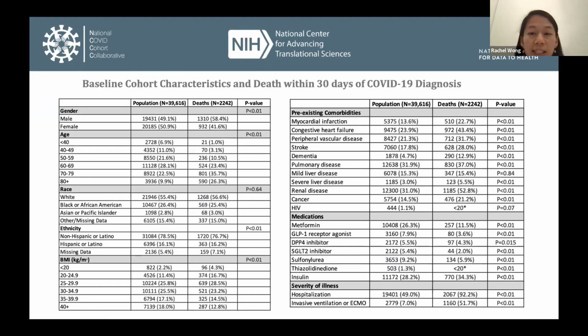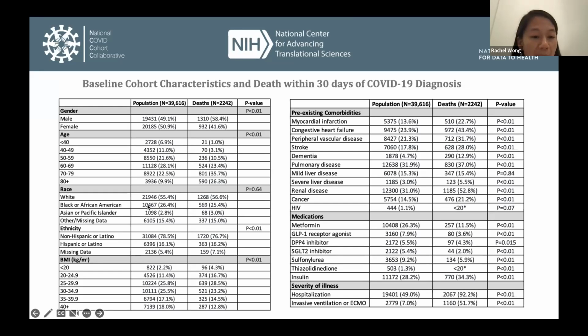This is table 1 for the study. On the left is the population that we studied and the deaths within the population. So if you see p-values of less than 0.05, that's because the population that died was significantly sicker and older. So you could see over here, 26% patients greater than 80. But in general, there were comparable males and females, about 50% of each.